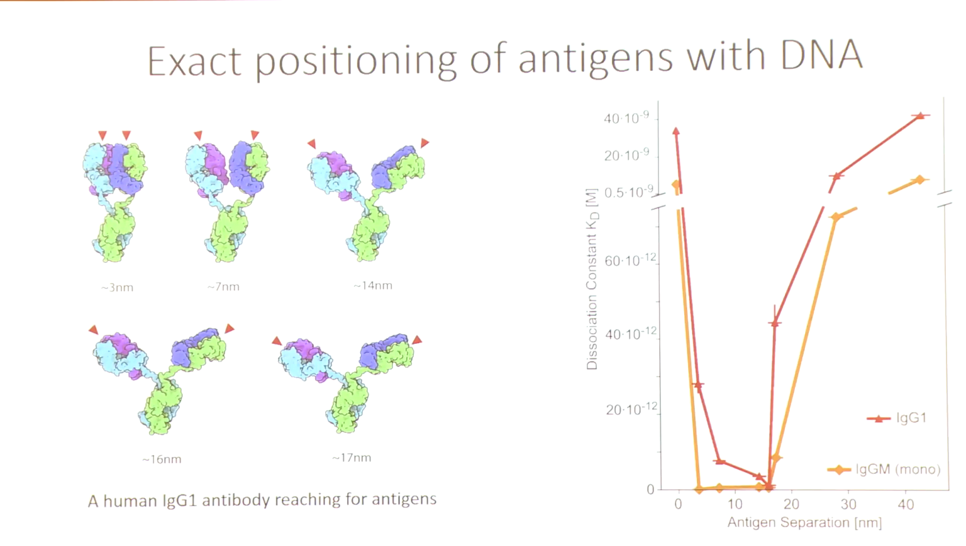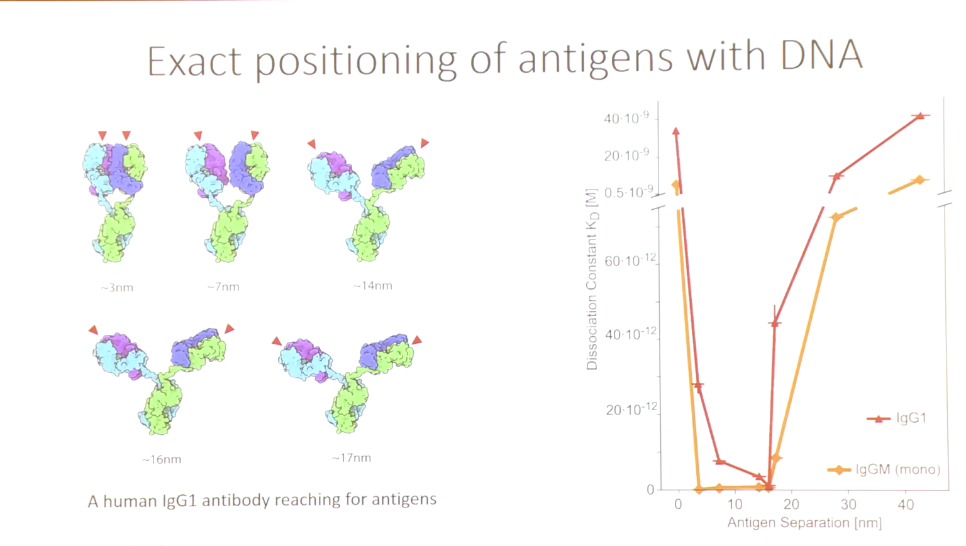I won't go into the technical details of this experiment, but basically we could design different types of patterns of small molecule antigens that we positioned on top of these origami structures. Then we could do affinity measurements of these antibodies on top of the origamis, so they are binding to a specific pattern of antigens. You can see here on the x-axis the antigen separation in nanometers, and on the top you have the dissociation constant. The higher the dissociation constant, the weaker the binding.